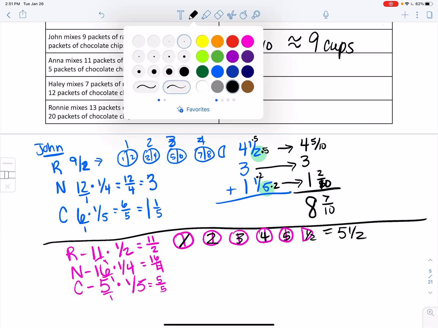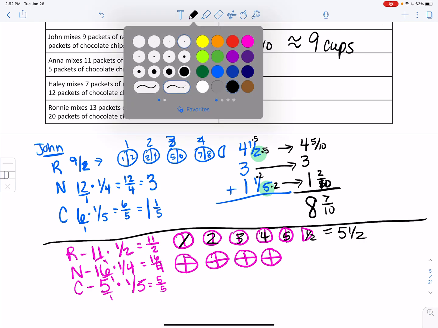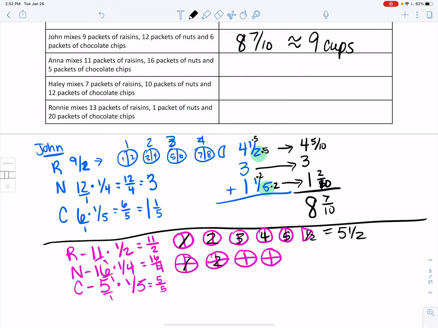Let's go back. Then she's got 16/4. That's going to be fun. 1, 2, 3, 4, 5, 6, 7, 8, 9, 10, 11, 12, 13, 14, 15, 16. So how many holes does she have? 1, 2, 3, 4, and no leftovers. So she's got 4 cups.